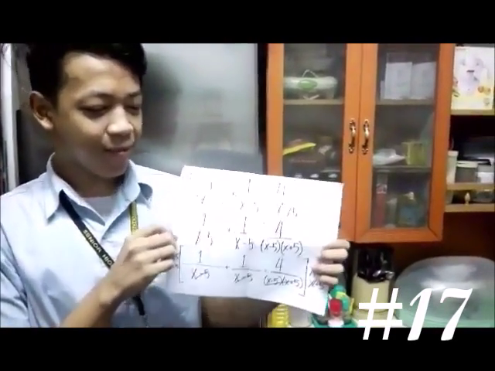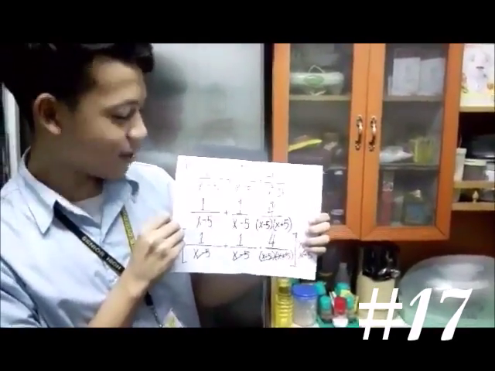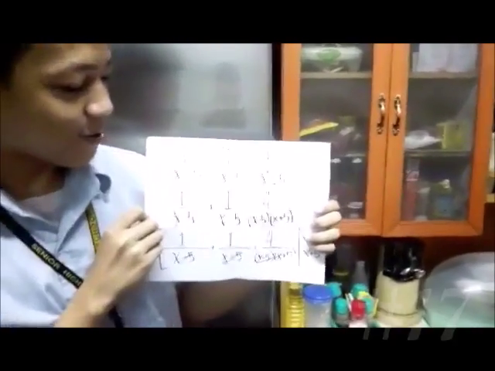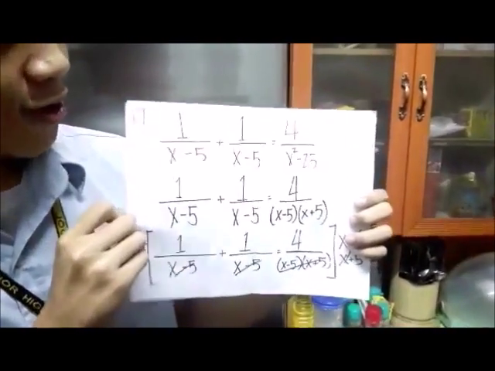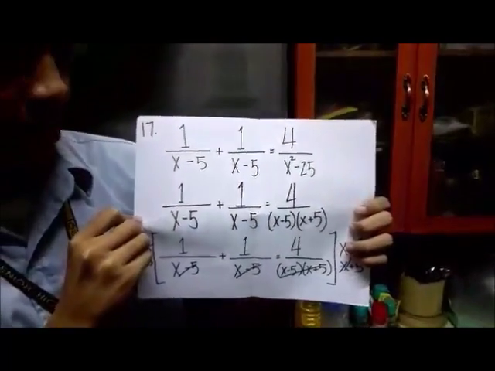Ako si Jan Science si Turanda. At ang binigay mo sa akin problem ay number 17. At the problem that you gave me is 1 over x minus 5 plus 1 over x minus 5 equals to 4 over x squared minus 25.